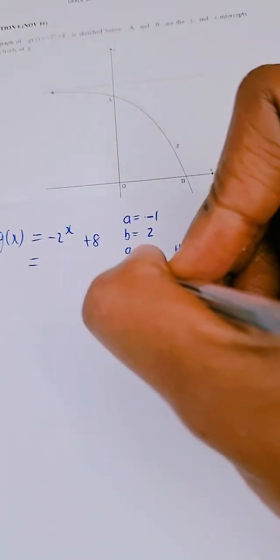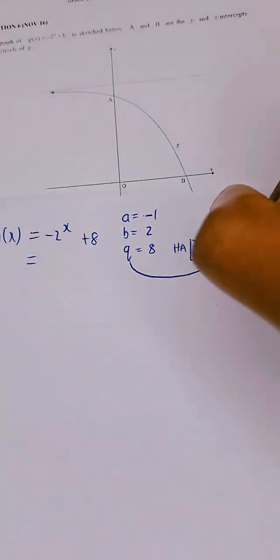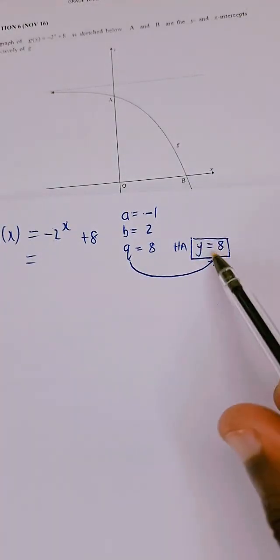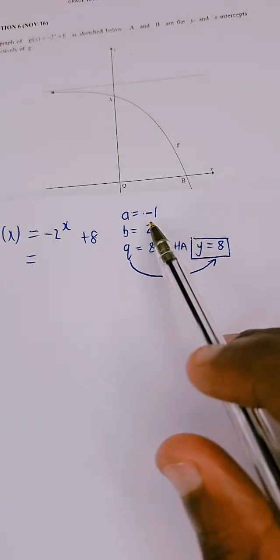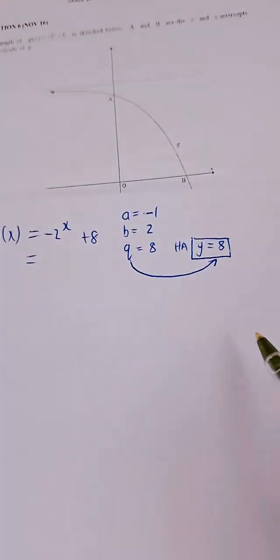Is the equation of the horizontal asymptote. So the q value, we take that as it is, and we write the equation of the horizontal asymptote as y is equal to 8. The b, as I said, is the base of the variable.